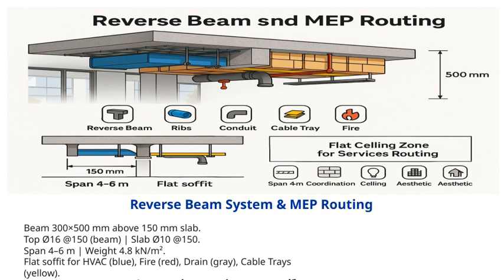Finally, the icons on the slide: building for the reverse beam, wind for ductwork, droplet for drains, high voltage for cable trays, and for fire safety, help us quickly identify each component's role in the system. Overall, this integrated approach ensures our structure is both functional and efficient for all MEP services.